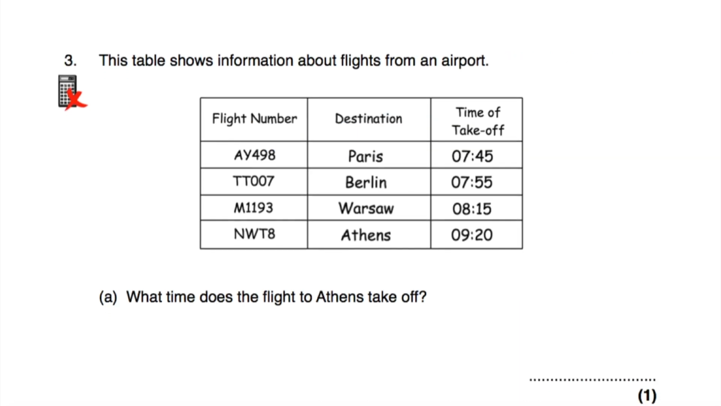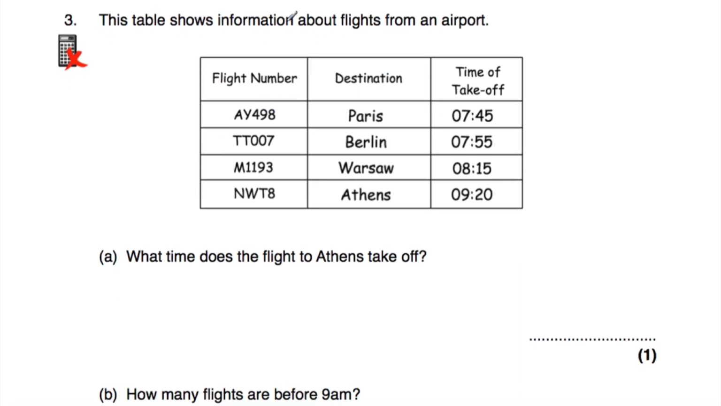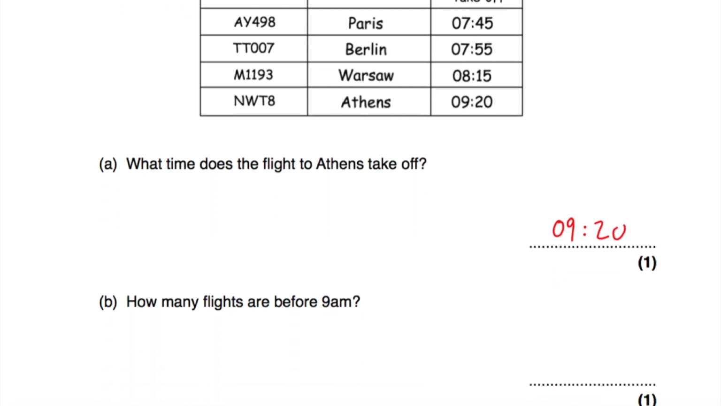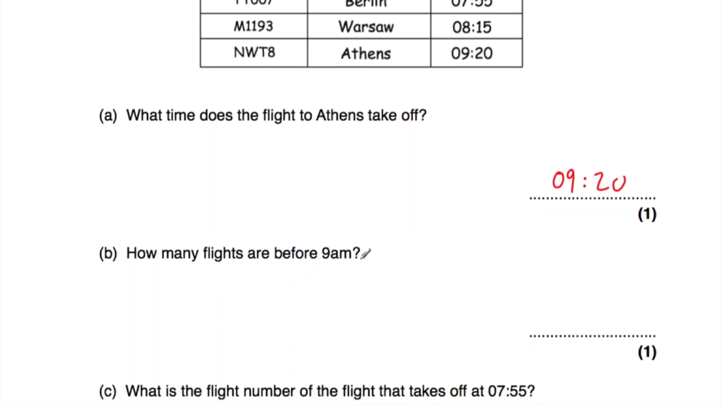Question number 3 says the table shows information about flights from an airport, and we've got the flight numbers, the destinations and the time of takeoff. So we've got flight AY498 and the destination is Paris and it takes off at 7:45 and so on. Part A says what time does the flight to Athens take off? Here we've got the destination Athens, and the answer would be 9:20, and that's it. Okay, part B says how many flights are before 9 a.m.